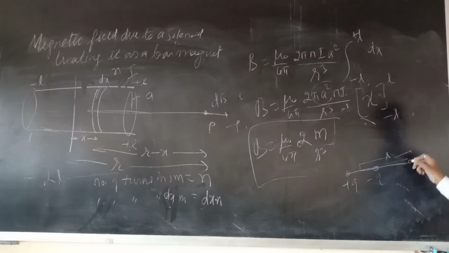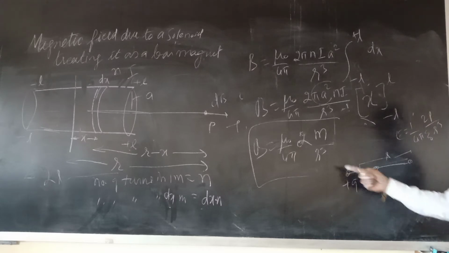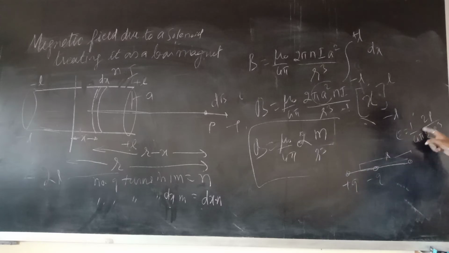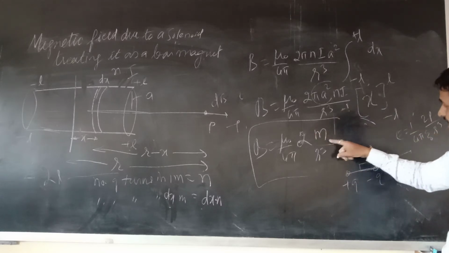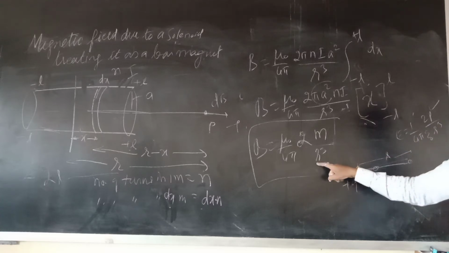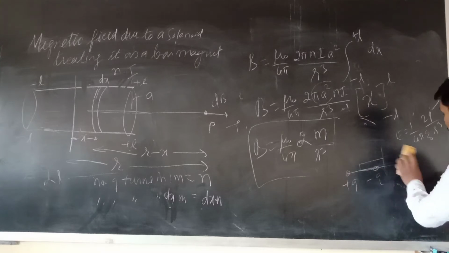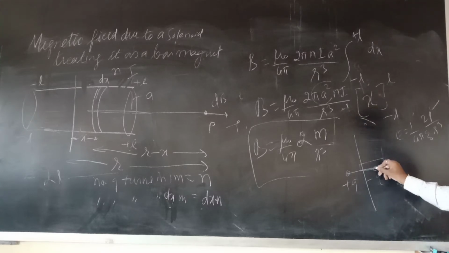If you remember, what was the electric field? It was 1 by 4 pi epsilon naught 2p by r cube. See, here 2m upon r cube, here 2p upon r cube. This is magnetic moment, this is electric dipole moment. Here also distance r, here also distance r. Both have an analogy.